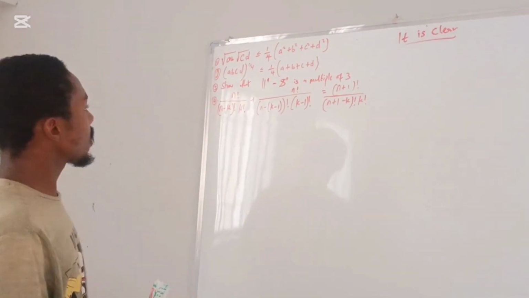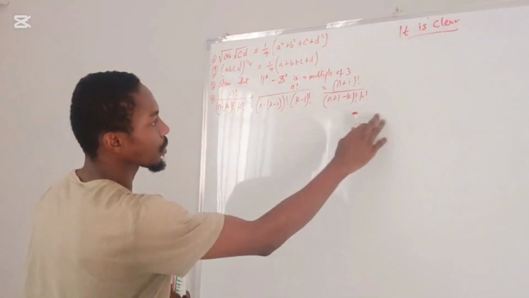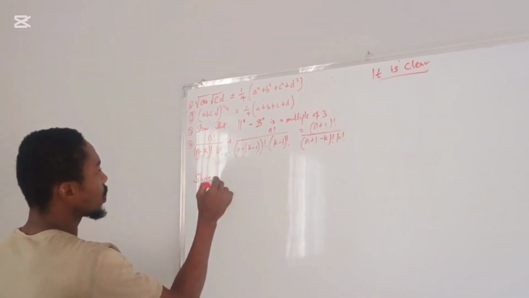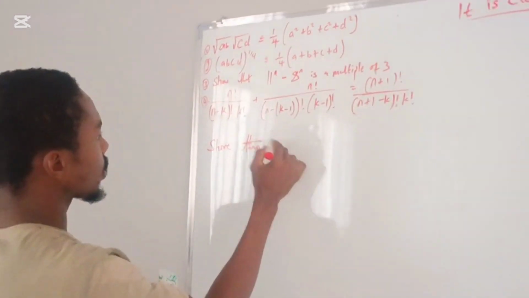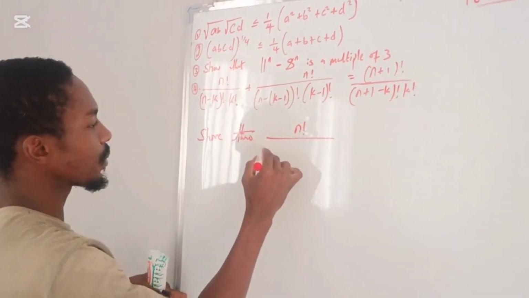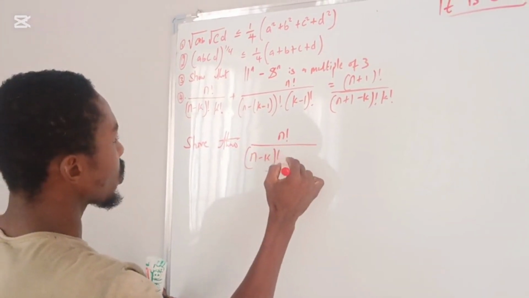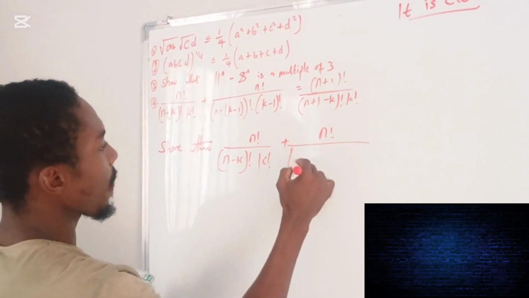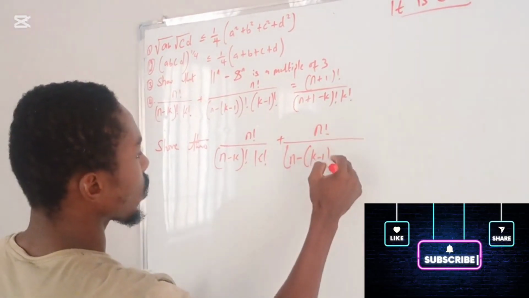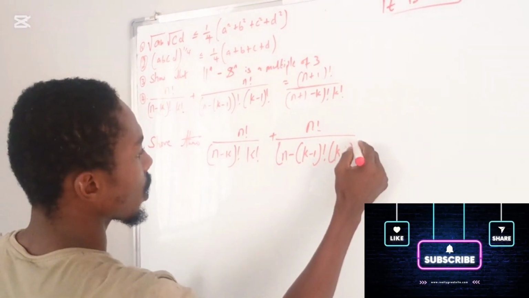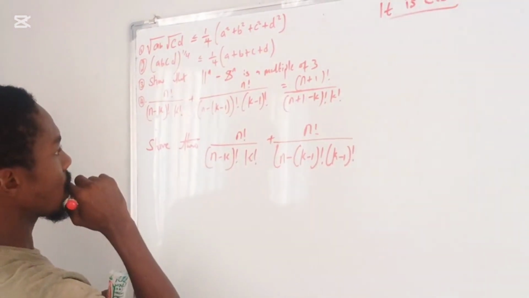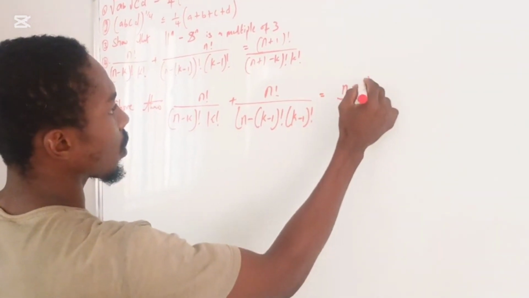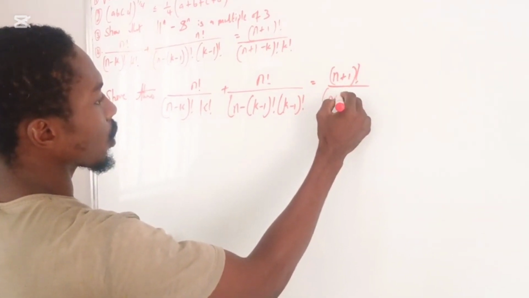And in this class, in this very session, I'll be doing this number 4. He said we should show that n factorial over (n minus k) factorial plus n factorial all over (n minus (k minus 1)) factorial times (k minus 1) factorial is equal to (n plus 1) factorial all over (n plus 1 minus k) factorial.